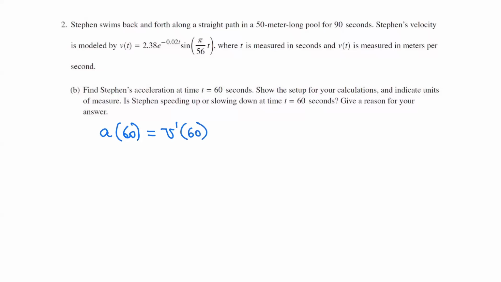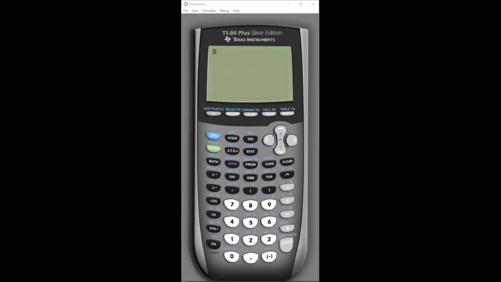And so then we need to use our calculators to find this value. And this will be the derivative with respect to time of the velocity at t equals 60. So let's pull out our calculators and calculate this value. Let's evaluate this derivative at time equals 60.